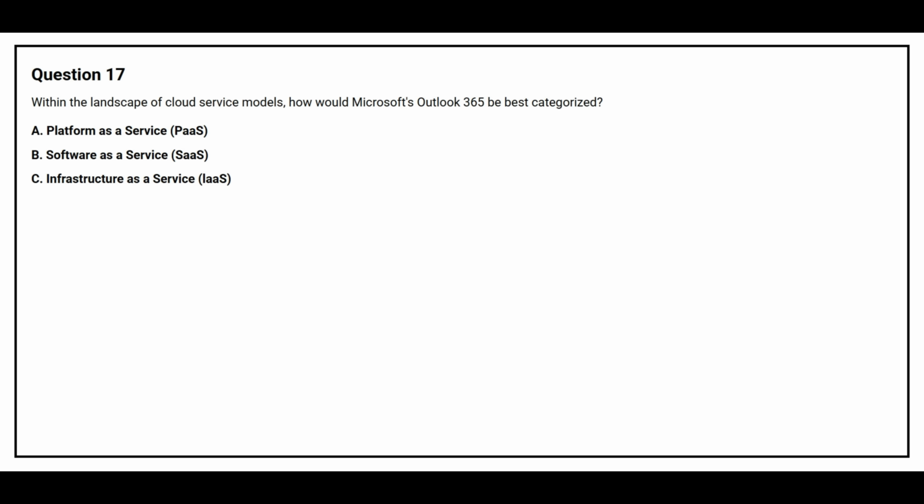Question number 17. Within the landscape of cloud service models, how would Microsoft Outlook 365 be best categorized? Option A, Platform as a Service. Option B, Software as a Service. Option C, Infrastructure as a Service. The correct answer is option B, Software as a Service.